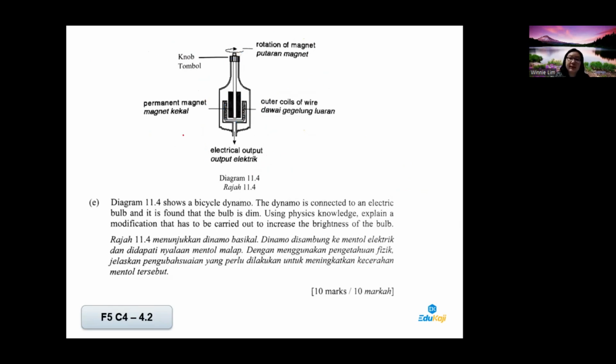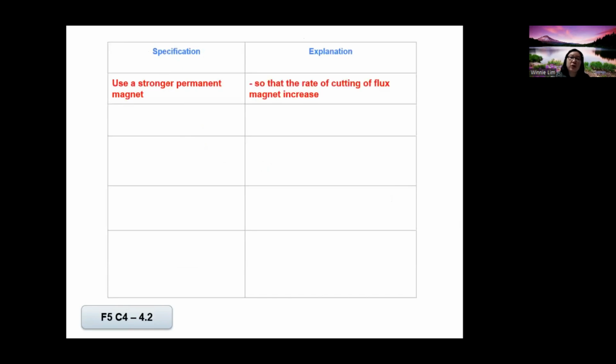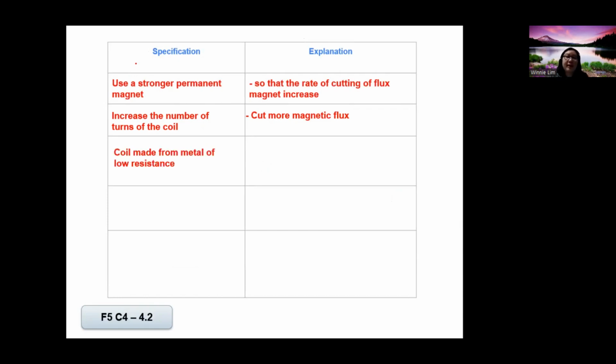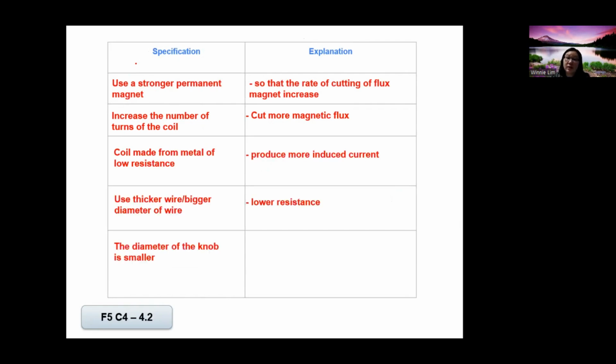So let's see the answer together. Use a stronger magnet to increase the rate of cutting magnetic flux. Increase the number of turns to cut more magnetic flux. Basically, both are the same answer. Sometimes they may only accept one, but it depends. If the reason is really the same, they will accept more than one. Then the coil is made of metal of low resistance. Why low resistance? To produce more induced current. Use thicker wire, low resistance. Again, the diameter of the knob is smaller, so the magnet rotates more and increases the rate of cutting of magnetic flux.